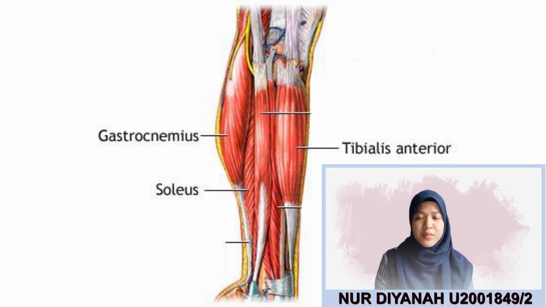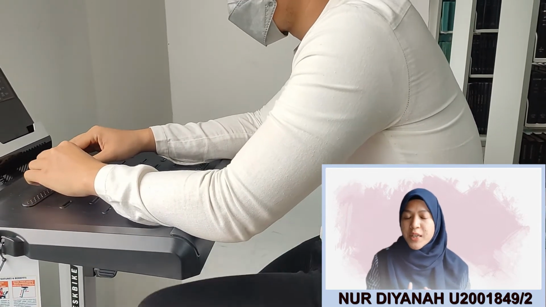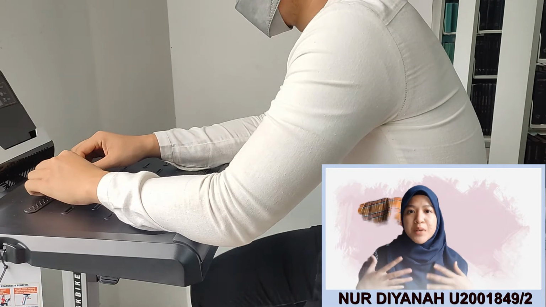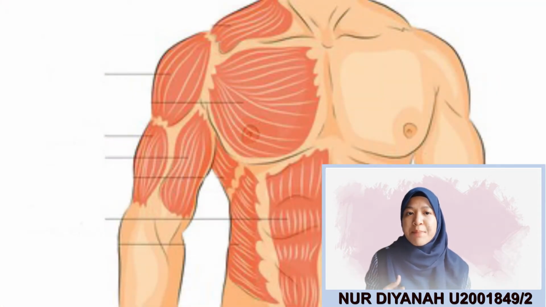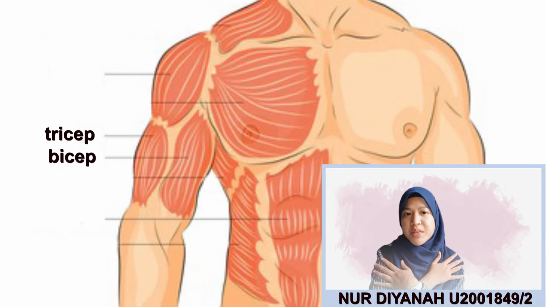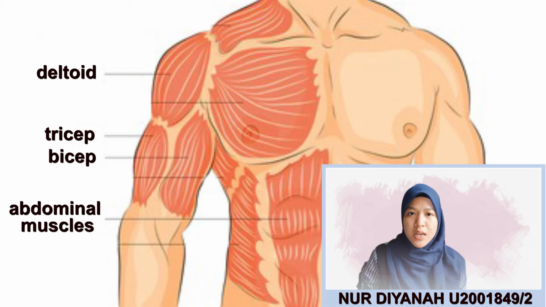However, the upper limb is also important for keeping our body balanced and upright while cycling. The muscles that are involved in cycling for the upper limb consist of biceps and triceps in our arms, deltoid at the shoulder, as well as upper and lower abdominal muscles that make up our body core.